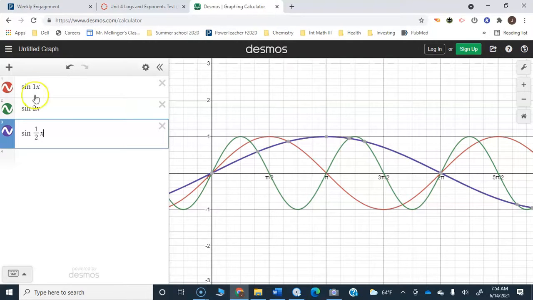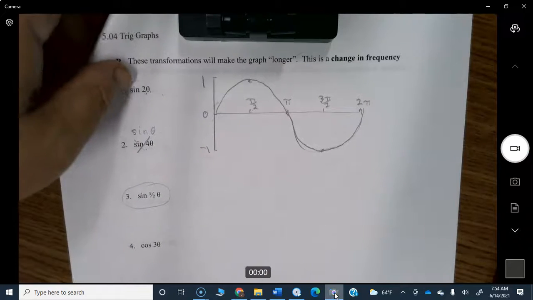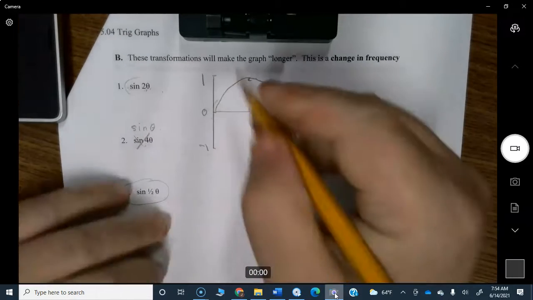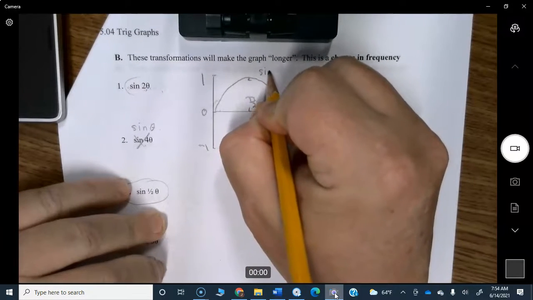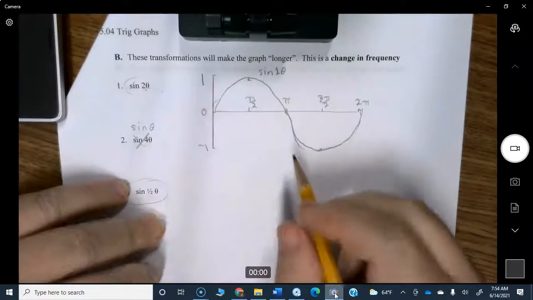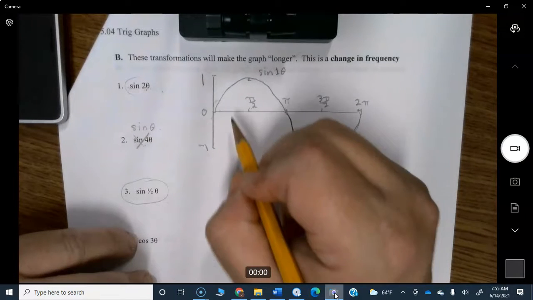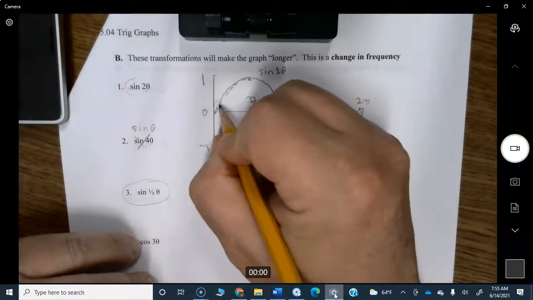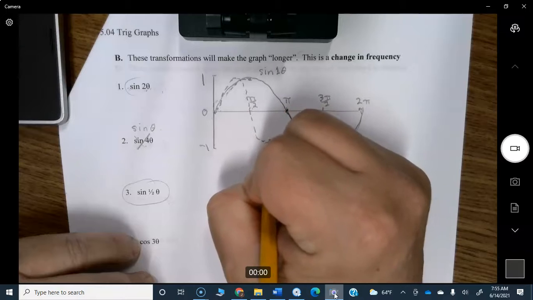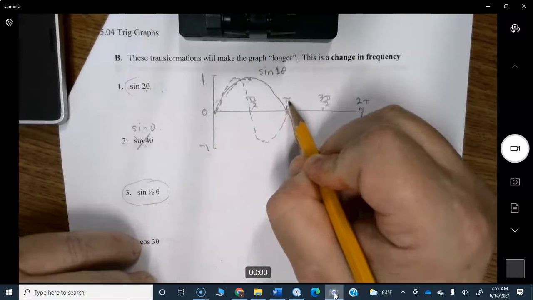Okay, so let's go back to our camera. All right, so we've already got pi. So this, or excuse me, sine of 1x. I'm going to call it 1x just to emphasize that coefficient in front of the x, and it's really in front of the theta. We're calling it theta here. Okay, now we're going to do sine of 2 theta. So what's that going to do? It's going to be 2 cycles. So we're going to start here. I'm going to draw a dashed line for this one. It's going to come down through pi over 2 and come back up at pi. So that's 1 cycle right there. Now it's got to do a second cycle. So it's going to come up here.